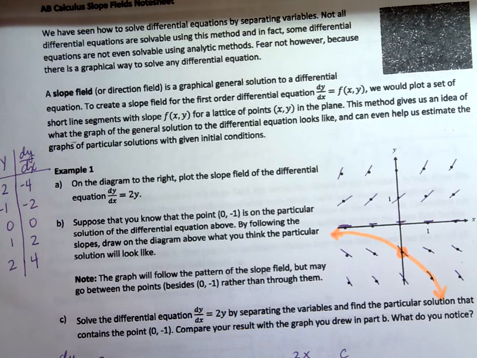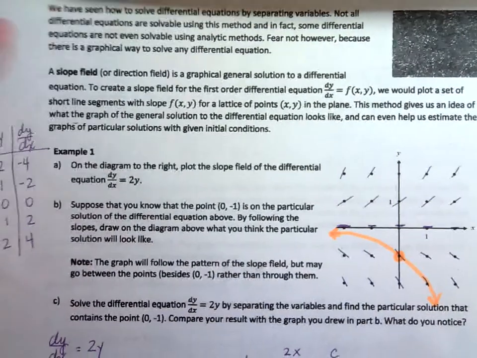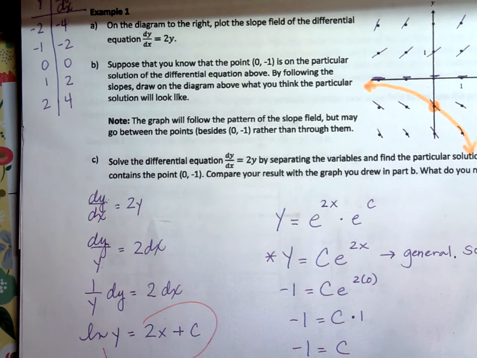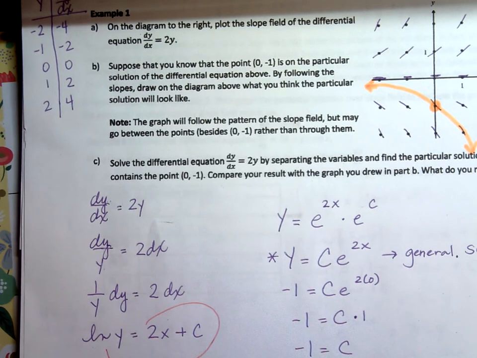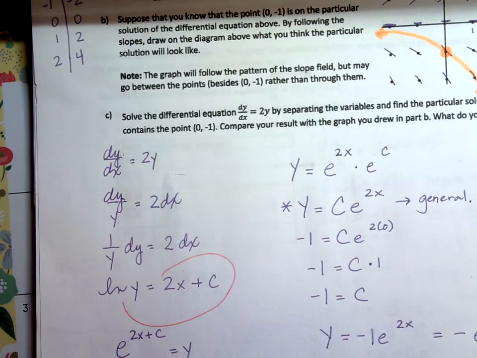So there it is. Solve the differential equation, part C, by separating the variables. All right, this goes back to what we did last section. My differential equation is dy over dx equals 2y. Then I'm going to get the y's on one side, the x's on the other. I end up in the ln world, which means that I have to change it into an e. So I'm going to do my loop-de-loop. I get y equals e to the 2x plus c.